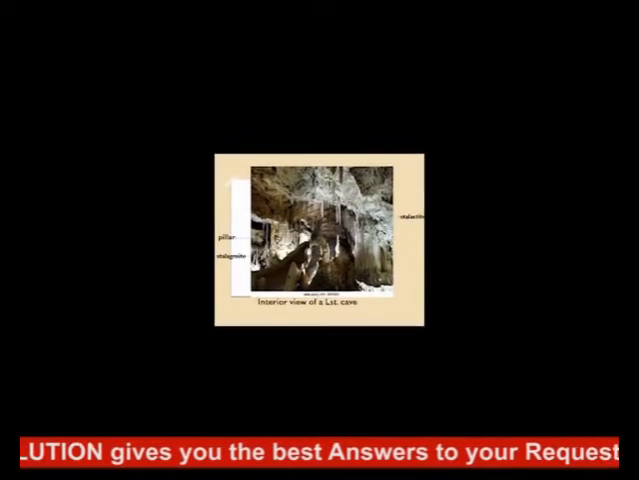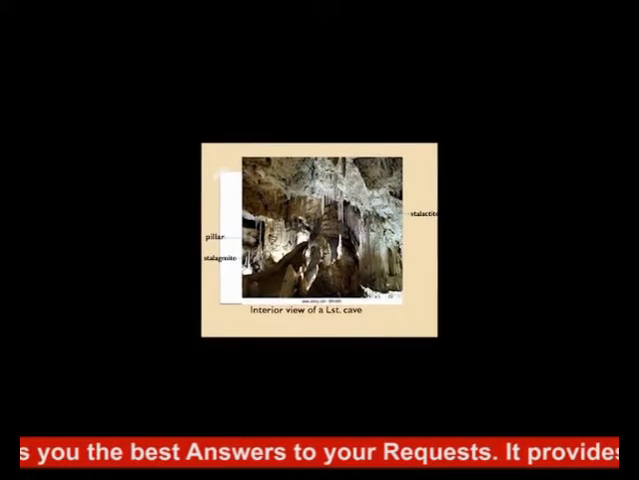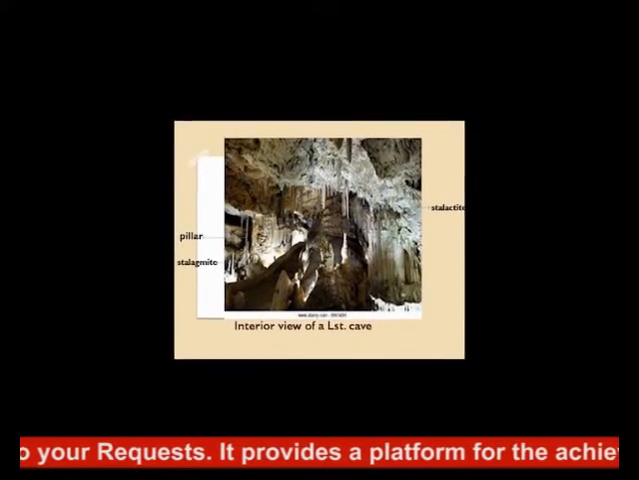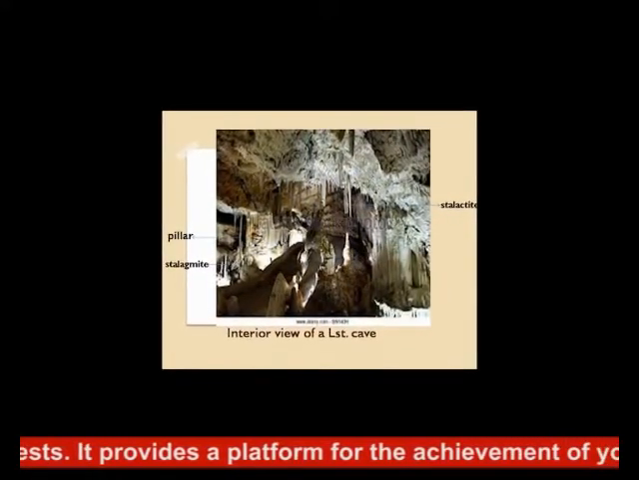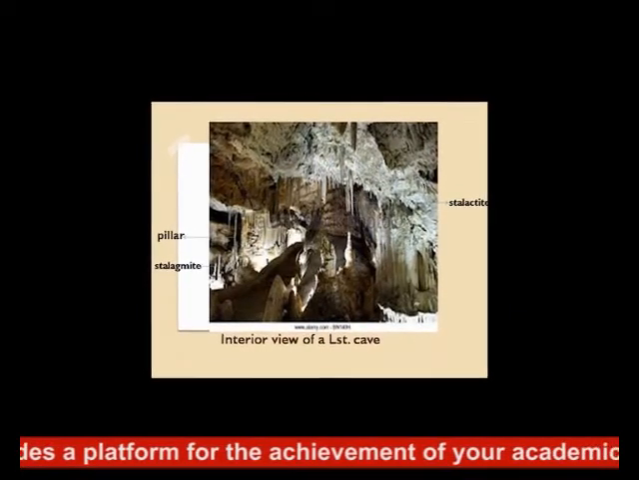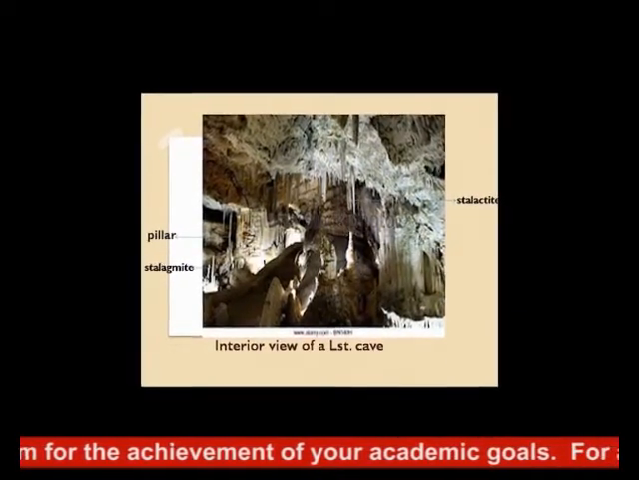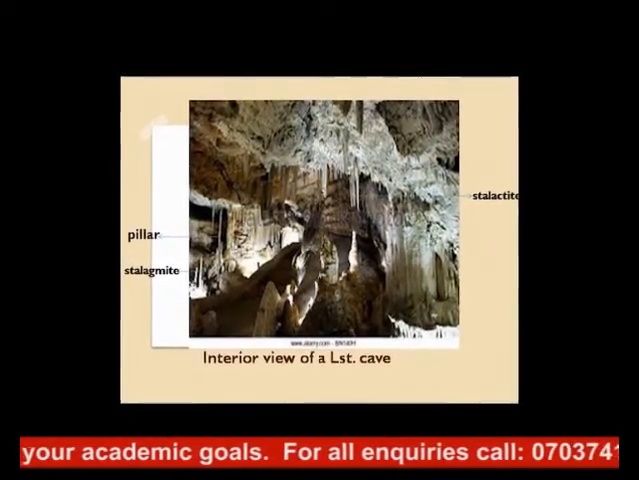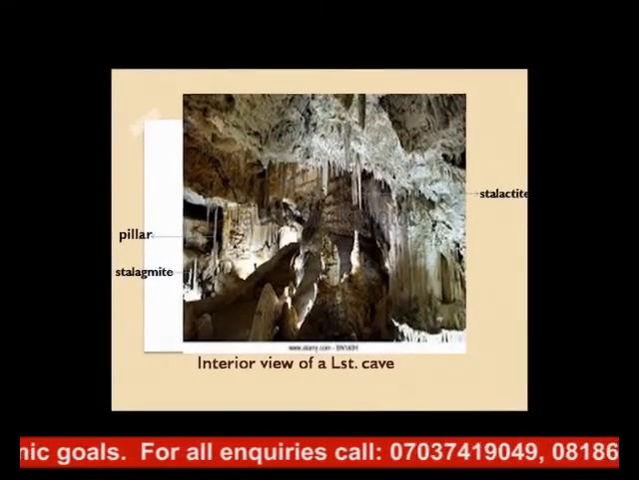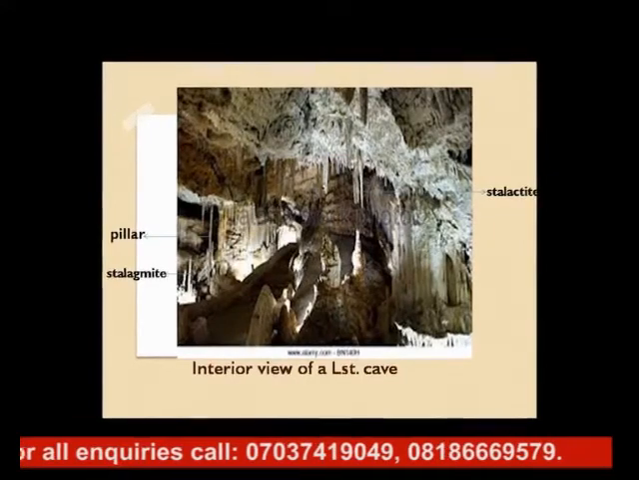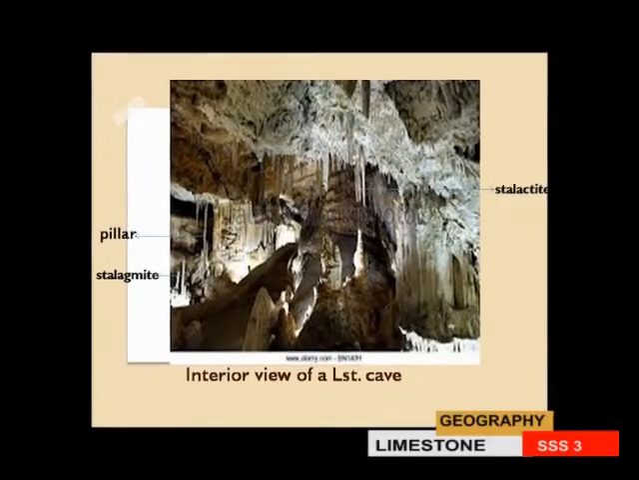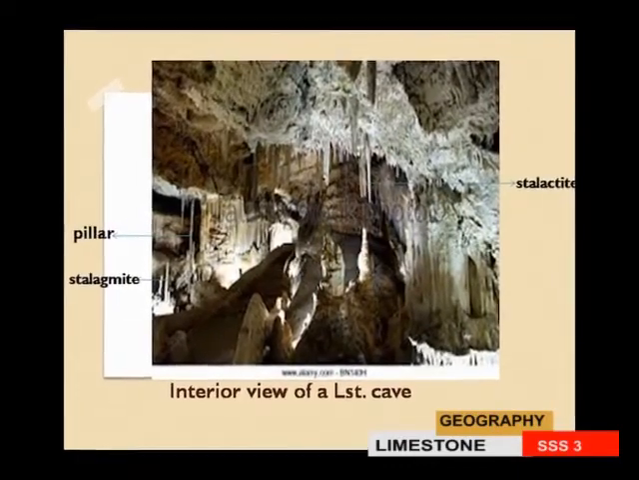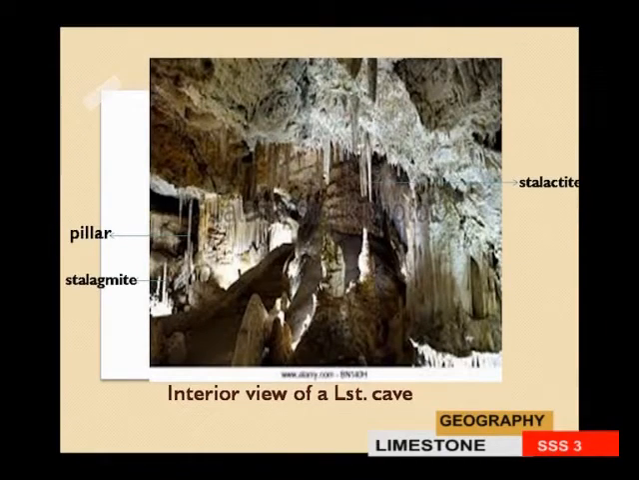This is what we have been talking about. We can see the pillar which is formed here by the joining of the stalagmites growing from the floor of the limestone cave toward the roof, joining up with the stalactites which are growing from the roof down to the floor. At that point where they meet, they form a pillar. The stalactites are growing from the roof of the cave, while the stalagmites grow from the floor of the cave towards the roof.